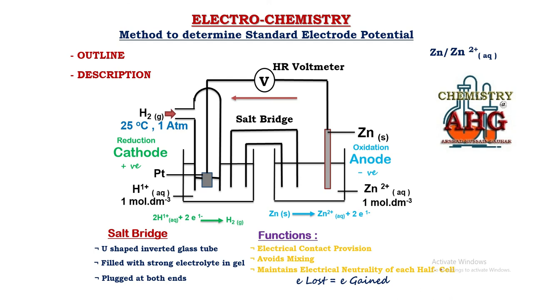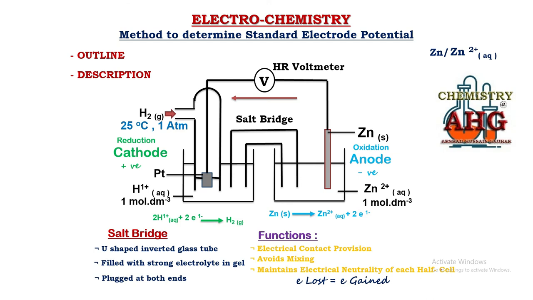Second thing, the most important reason why we cannot use a metal wire instead of a salt bridge: metals show conduction through migration of electrons, but electrical neutrality can only be maintained through migration of ions. So the second reason you can remember is that a metal wire cannot be used instead of a salt bridge because it cannot help in maintaining electrical neutrality.